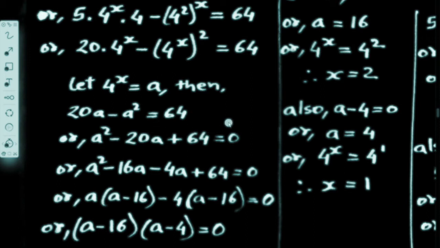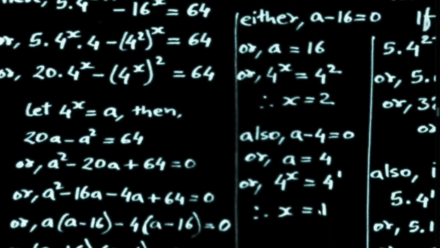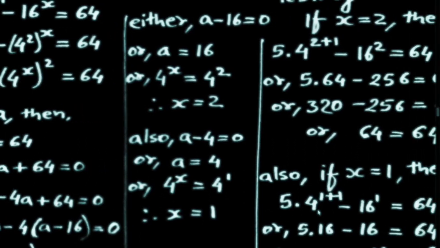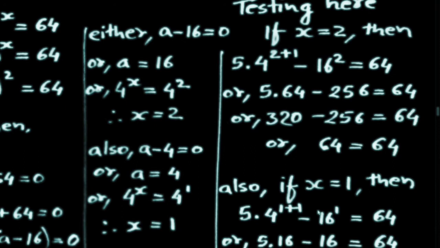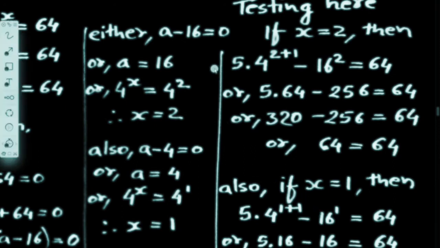From this expression we can also get the value of x. Our first factor is a minus 16 equals 0, or a equals 16. Now a is replaced with 4 power x, so 4 power x equals 4 square, since 16 means 4 square. If the base is the same, that is 4, therefore x equals 2. We get the value of x as 2.